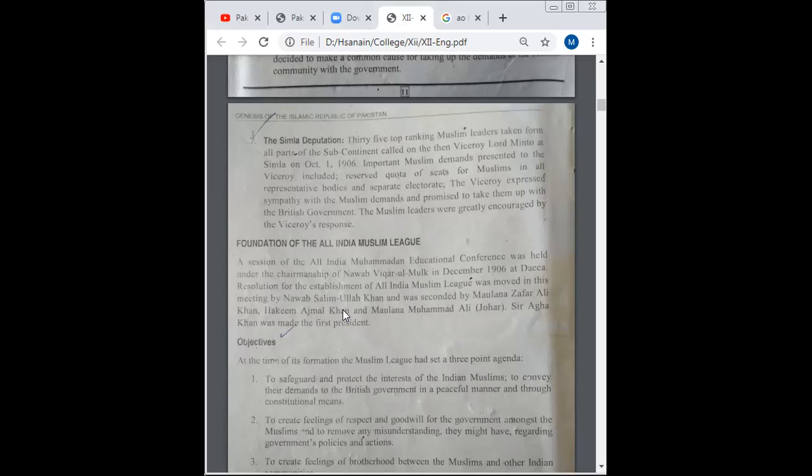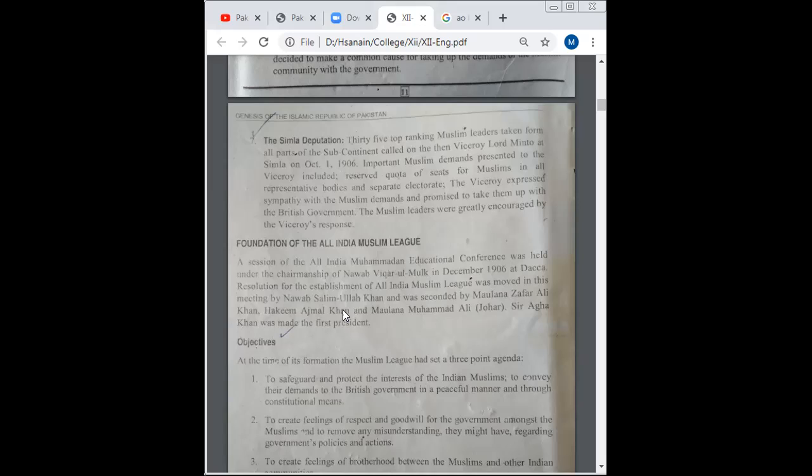Muslims presented many demands before the Viceroy, Lord Minto. Muslims demanded a jobs quota. Muslims also demanded representation in the judicial affairs of the subcontinent, and the most important demand of the Shimla deputation was a separate electorate.